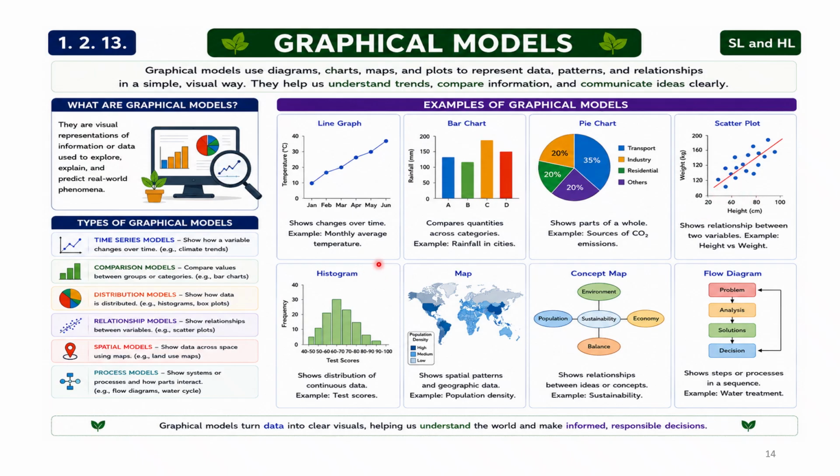Other graphical models include histograms, which show data distributions, maps that display spatial patterns like deforestation, concept maps that connect ideas such as sustainability, and flow diagrams that illustrate processes like the water cycle or wastewater treatment. The key aspect is that graphical models transform raw environmental data into meaningful visual information, helping scientists, policymakers, and students make informed decisions about environmental management and sustainability.